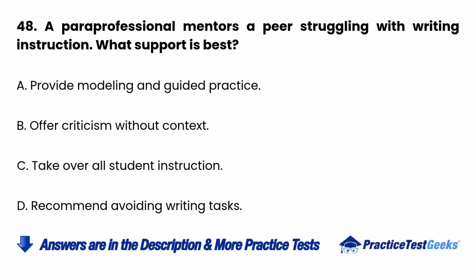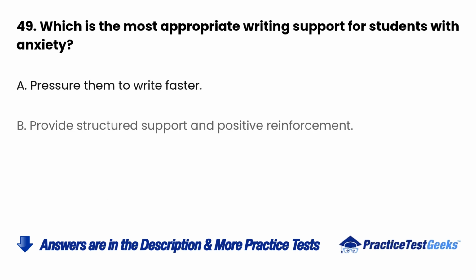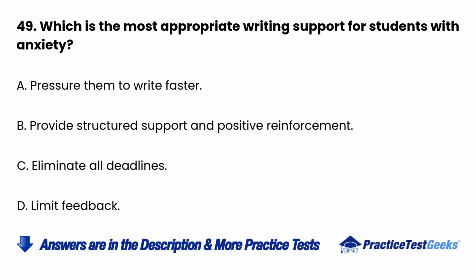48. A paraprofessional mentors a peer struggling with writing instruction. What support is best? A. Provide modeling and guided practice. B. Offer criticism without context. C. Take over all student instruction. D. Recommend avoiding writing tasks.